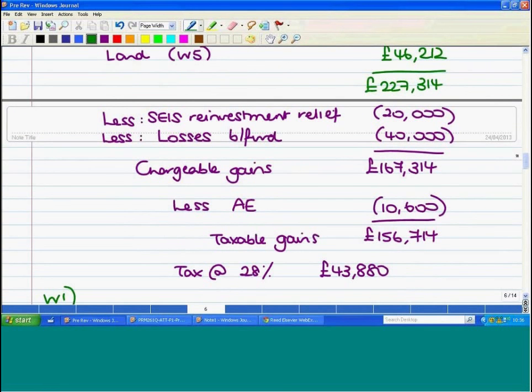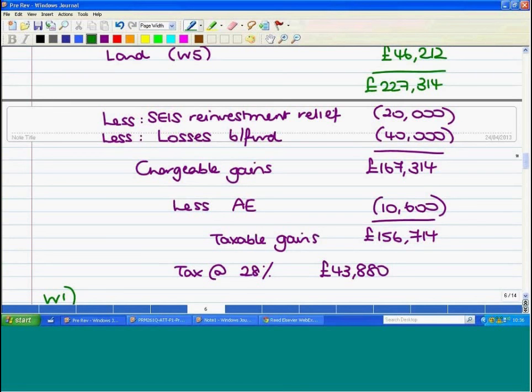Now, what I want to show you here is, of course, I can pick up easy marks just by making sure I deduct the Seed Enterprise Investment Scheme relief from a figure, the losses brought forward from a figure, to make sure I'm showing that I know to deduct the annual exemption, and I end up taxing something at 28%.